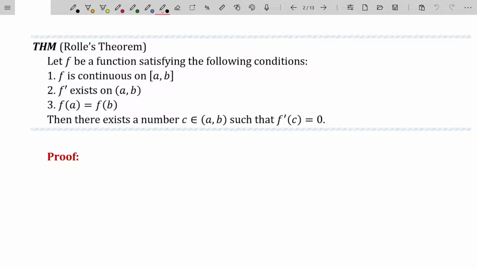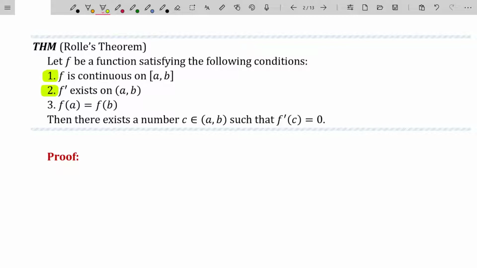Let f be a function that satisfies the following conditions. The first condition is that f is continuous, and that continuous is on the closed interval. It has to be on a closed interval from a to b. The second condition is that f prime exists on the open interval from a to b.